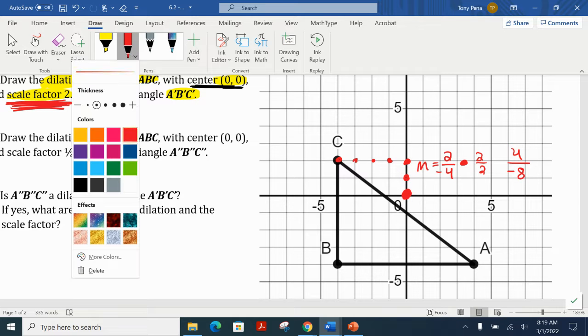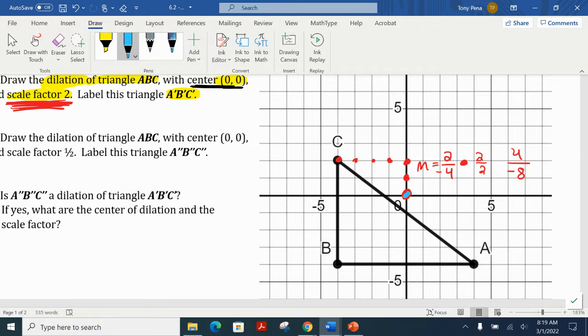So now go from the exact same point. I think blue will show up good. Same point of 0, 0. Now I want to go up 4. 1, 2, 3, 4. And then left 8. 1, 2, 3, 4, 5, 6, 7, 8. Make a big fat dot right there. That should be C prime. That's going to be the new triangle length.